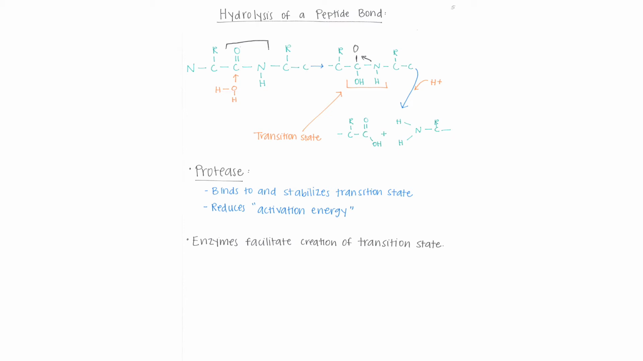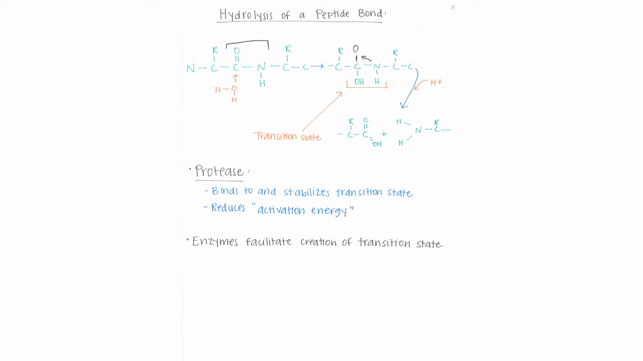But once that transition state occurs, then with the addition of that proton, you get a cleavage of the bond, where you see the products on the bottom. You have the C double bond OOH, which is the carboxy terminus of the amino acid, and then you have the NH2, which is the amino terminus of the other product. So the point is, the transition state is very difficult to create. It's a very odd kind of reaction.